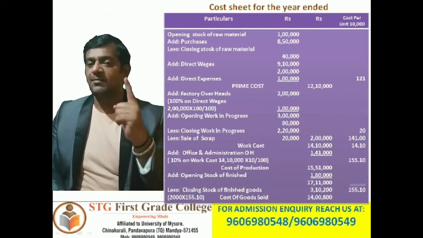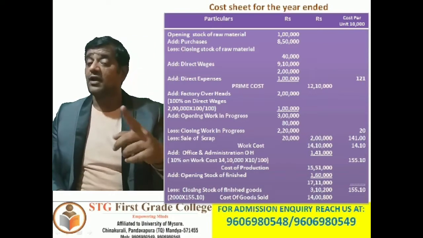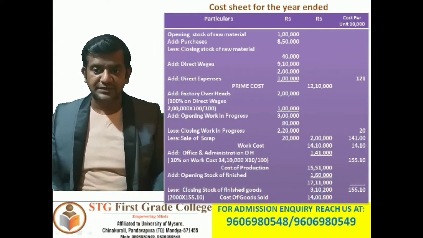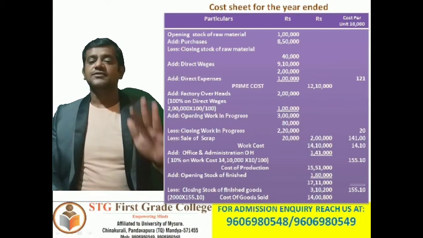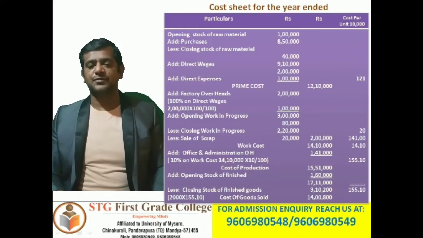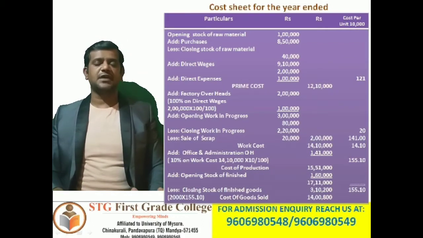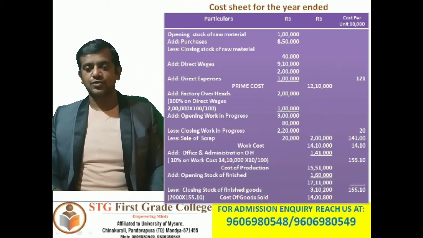See, there is one point, that is sale of scrap. While preparing the cost sheet, I have already told that wherever scrap comes, it should be deducted from factory overheads. So sale of scrap is how much? 20,000. If you deduct that 20,000 rupees, you are going to get 2 lakh rupees in the outer column. So that is going to be the factory overheads, 2 lakh rupees.